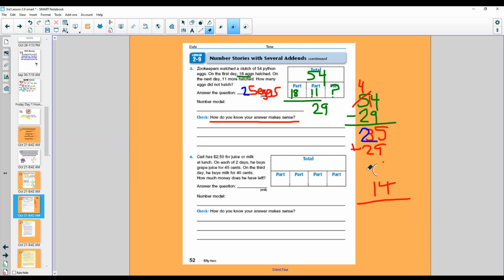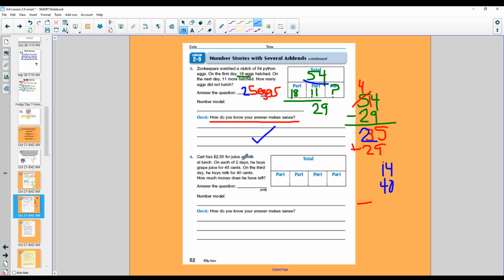29 plus 25. Let's see what I get now. 9 plus 4 gives me 14. Plus 40. And look at, now I get 40, 50, 54. Ding, ding, ding. Yes, my answer makes sense. Thank goodness, right? Okay, number 4 is our last one.